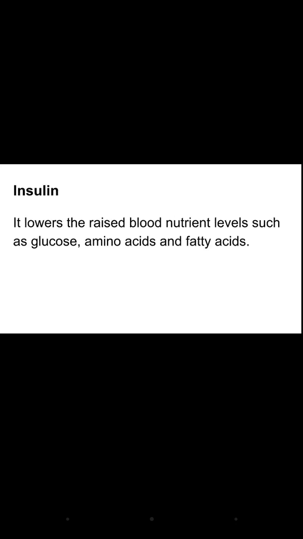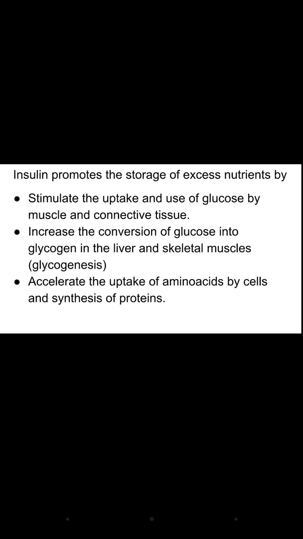Insulin. The glucagon function was to raise the blood glucose level, but the insulin function is to lower the blood glucose levels. Not only glucose, but it also lowers the amino acids and the fatty acid levels in the blood. So they have opposing actions. Glucagon raises the blood glucose level, but insulin lowers the blood glucose level. But how does insulin lower the blood glucose level?